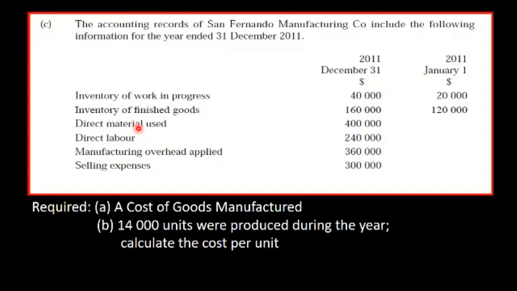And then we have the material used and the labor and the overhead, right? So right here, you have the figures for your manufacturing account. You see selling expense here, 300,000. So they just throw this in here to see if you will take it and use it in the manufacturing account, right? But selling has nothing to do with manufacturing. It doesn't add to the cost of manufacturing the goods, right? So you will exclude the selling expenses. You are required a cost of goods manufactured statement.